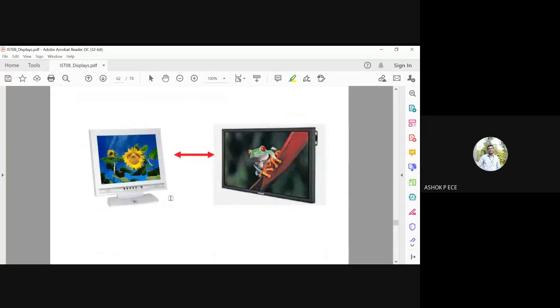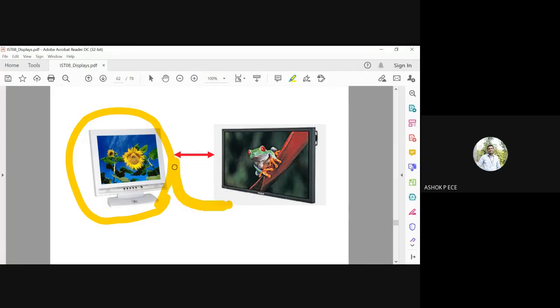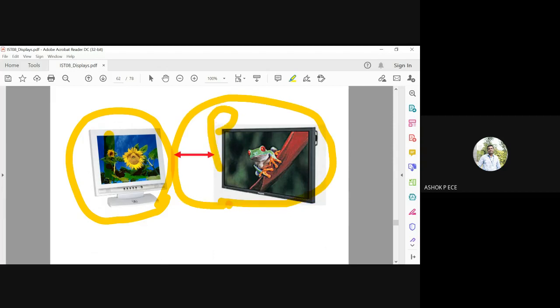So this is an LCD display, and this is your plasma display. This is your plasma, and this is your LCD.